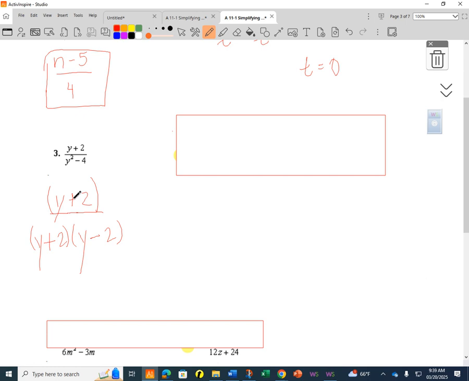Remember, we're not talking about terms, right? I can't simplify a y and a y here. The numerator is a factor, 1 times y plus 2, if you want to put it in terms of factors. There's two factors in the denominator. The sum of y and 2, so this entire expression is a factor.